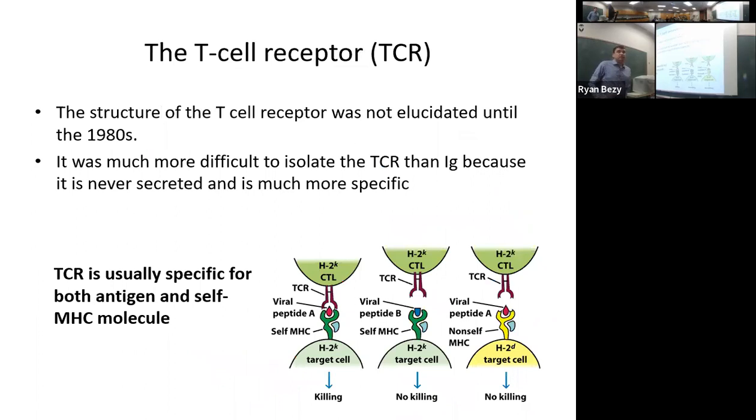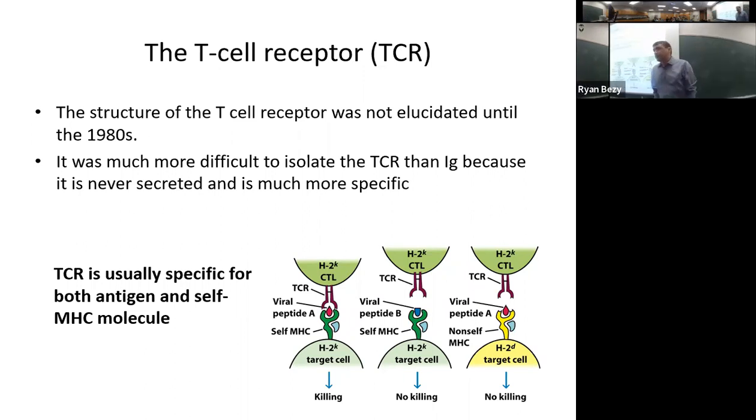The structure of the T cell receptor hasn't been known for nearly as long as that of antibodies. Antibodies had these nice soluble forms floating around in our bloodstream, were easy to harvest, and easier to study. It wasn't until the mid to late 80s that we actually knew what the T cell receptor structure was. This is because the T cell receptor is always membrane bound, which makes it harder to study.